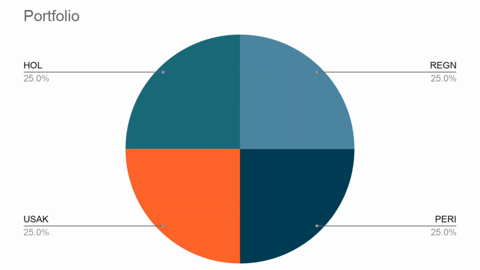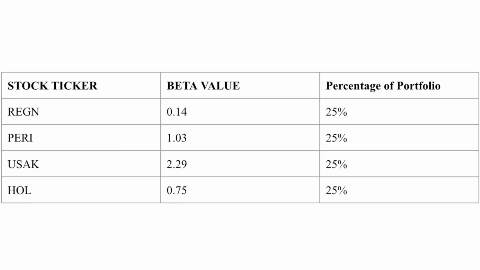Let's say that you decided to invest in the 4 stocks we talked about this past month. So you decided to divide your portfolio amongst these 4 stocks equally. The 4 stocks we talked about are Regeneron Pharmaceuticals, Perion Networks, USA Truck, and Helicity. So now Regeneron Pharmaceuticals has a beta of 0.14. Perion Networks has a beta of 1.03. USA Truck has a beta value of 2.29, and Helicity has a beta value of 0.75. Now, because you equally divided your portfolio amongst these 4 stocks, your percentage would be 25%.